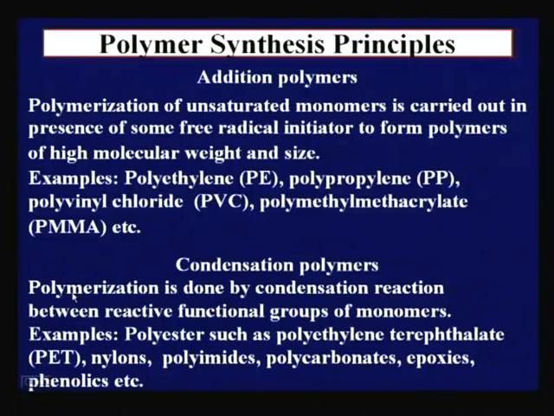And condensation polymerization is done by condensation reaction between reactive functional groups of monomers. Examples are polyesters, say polyethylene terephthalate, nylons, polyamides, polycarbonates, epoxies, phenolics, urea formaldehyde resin, melamine formaldehyde resins, that means aminoplast polymers, etc.